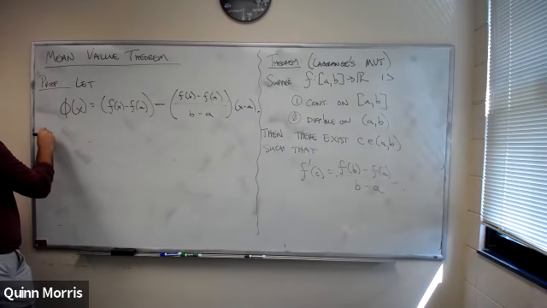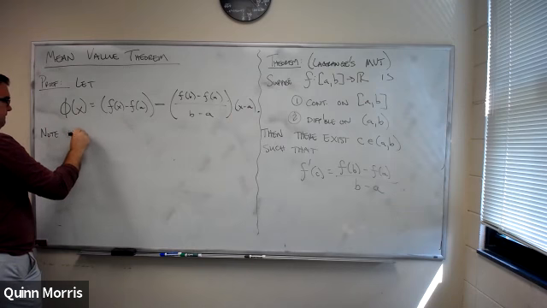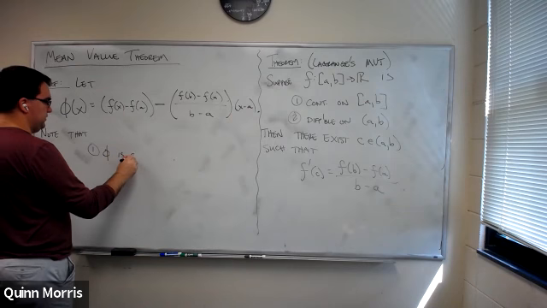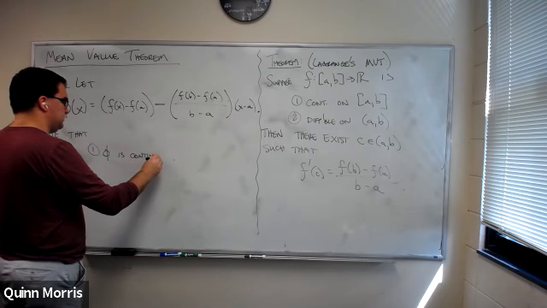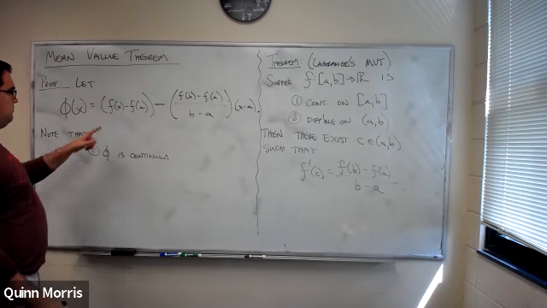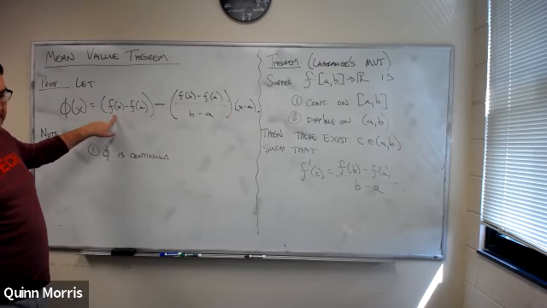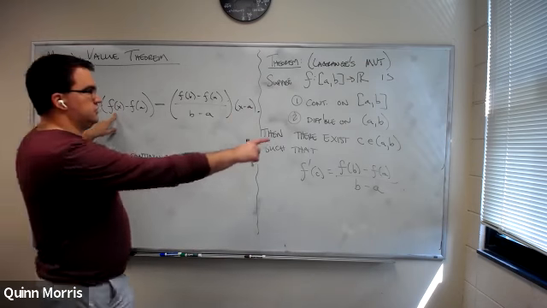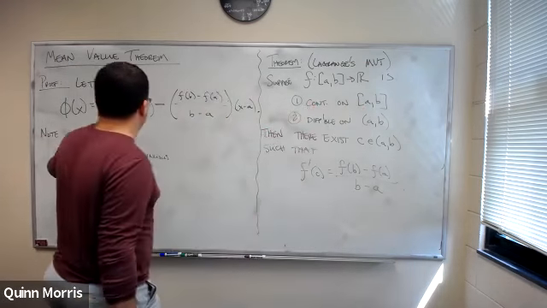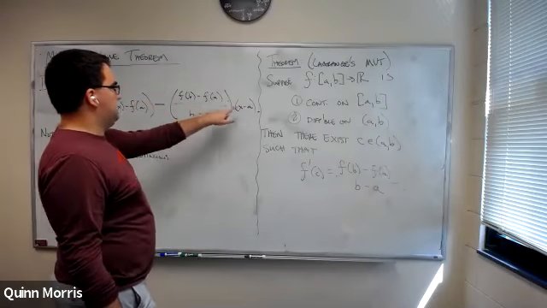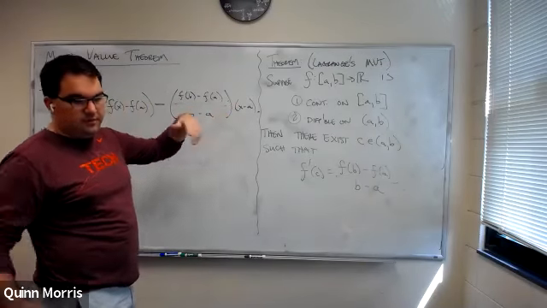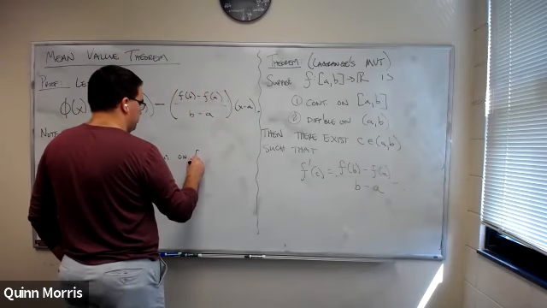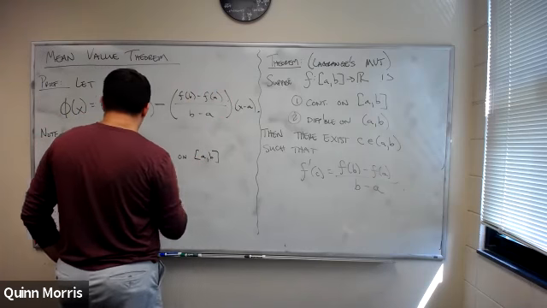So note a couple of things. First, phi is continuous. Now, why is phi continuous? Well, let's look at all the functions of x that appear in here. f of x, by assumption, is a continuous function on the closed interval [a, b]. x is a continuous function on the closed interval [a, b]. Everything else is constants. So phi is continuous on the closed interval [a, b].